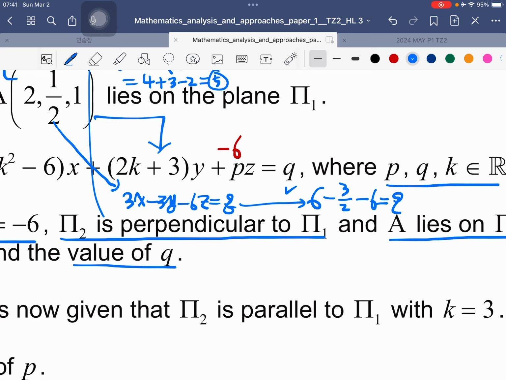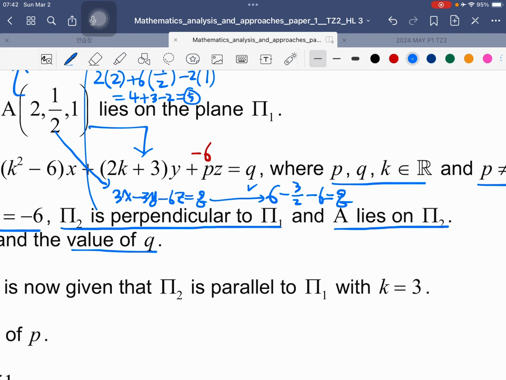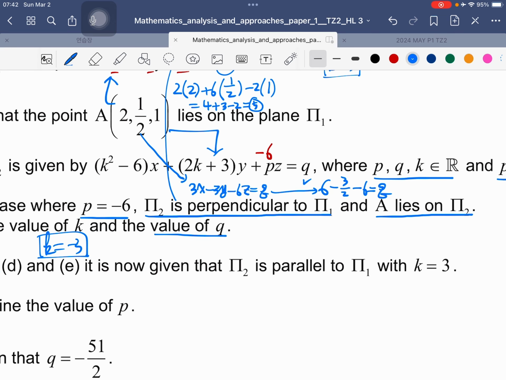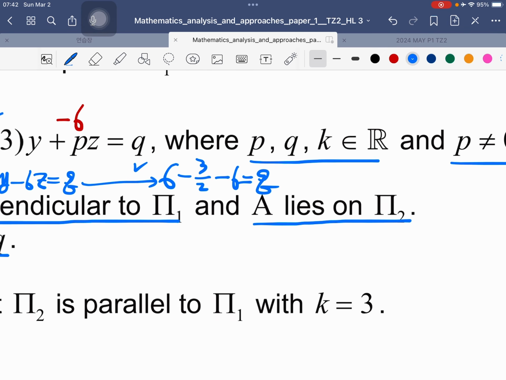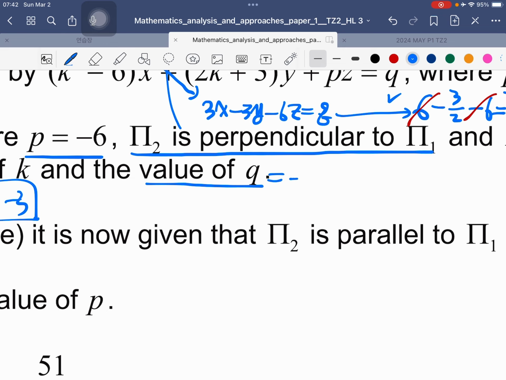This is q. So is everything right? With k equals negative 3, it is 9 minus 6, 3x, negative 3y, negative 6 plus 3, p equals. Okay, so what is the q value here? q must be, these two cancel out, negative 3 over 2. So this is q. So q is negative 3 over 2.